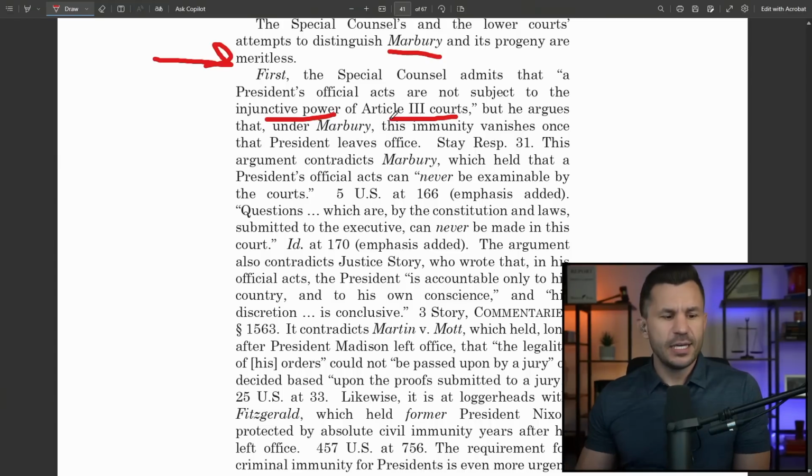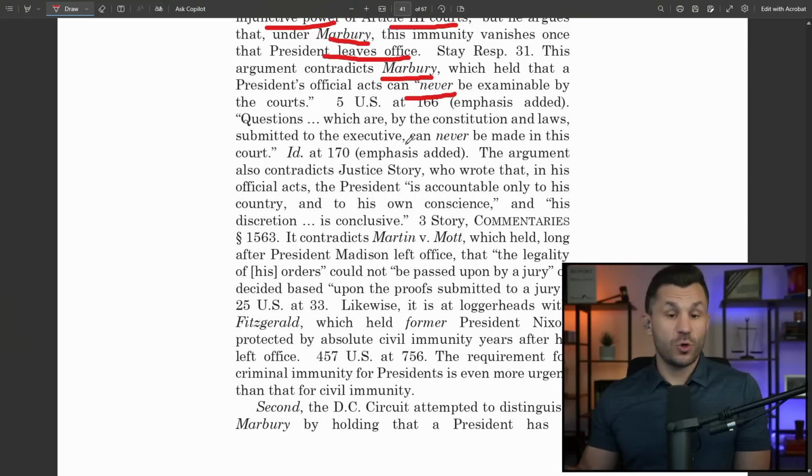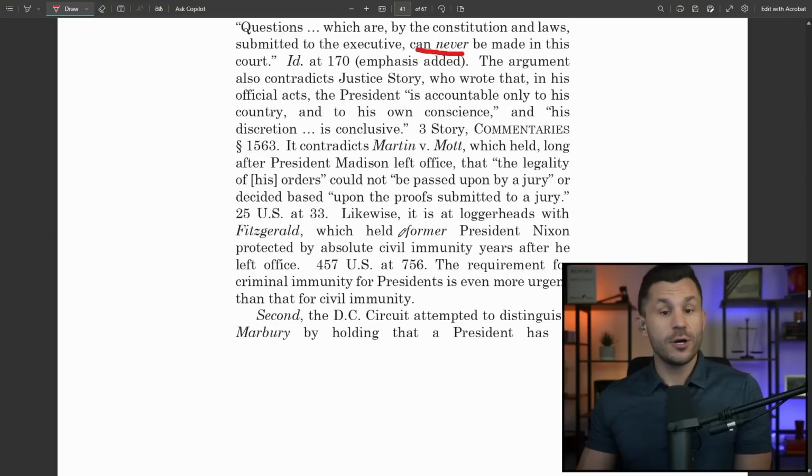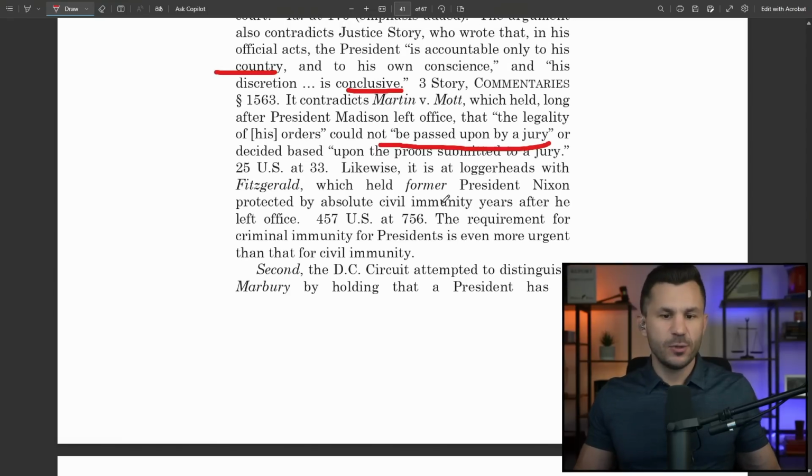But simultaneously, he argues that under Marbury, this immunity vanishes once that president leaves office. Now, this argument also contradicts Marbury, which held that a president's official acts can never be examinable by the courts. They said the questions which are by the Constitution and laws submitted to the executive, Marbury says never. The argument also contradicts Justice Story, who wrote he's accountable only to his country and his own conscience, and that his discretion is conclusive. It contradicts Martin, saying that none of this could be passed upon by a jury, and it's at loggerheads with Fitzgerald, which held that former President Nixon was protected by absolute civil immunity, Jack. So how come you're so dumb?